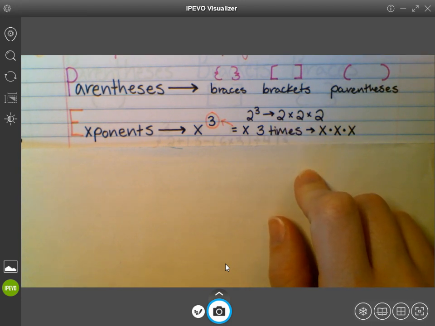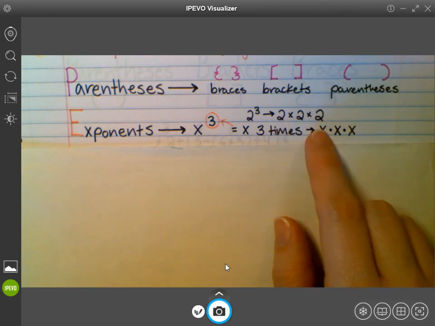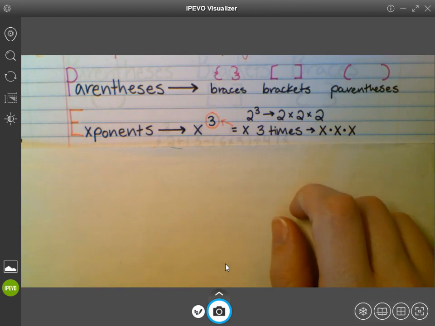Isn't it not really too cumbersome to write a little X versus a little dot? All right. So we have our exponents.